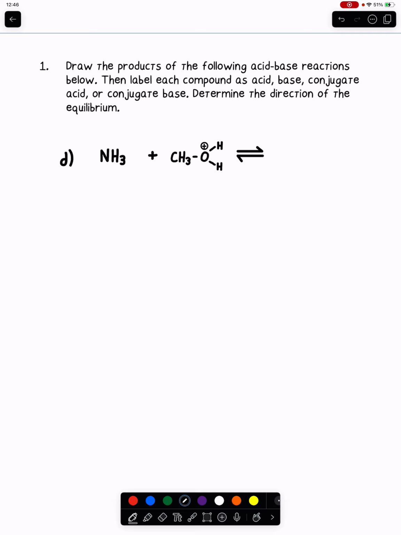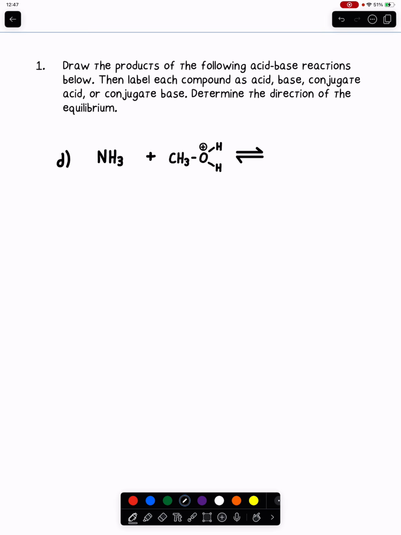All right, so in the last three examples, A through C, for this same question, it was very clear which one was acting as the base and which one was acting as the acid. In the previous examples, we could find where the negative charge was. This example is a little bit different because we don't actually have a species in here with negative charge. What we do have is a species with positive charge, right? So we have to figure out what's going to act as the base here.